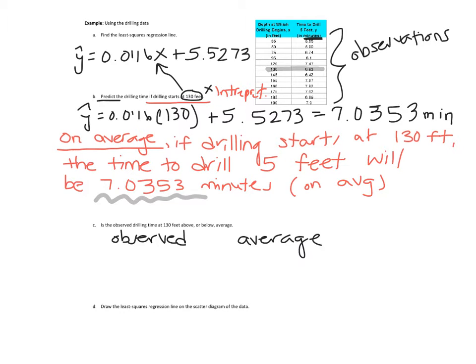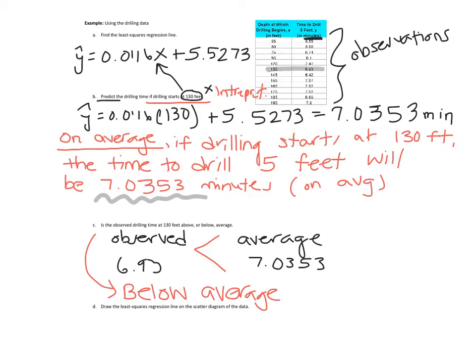So let's write it out. The observed time is 6.93. The average time is 7.0353. So which one's bigger? The average is bigger. So the observation is below average because the observed time is less than the average. So we are below average.